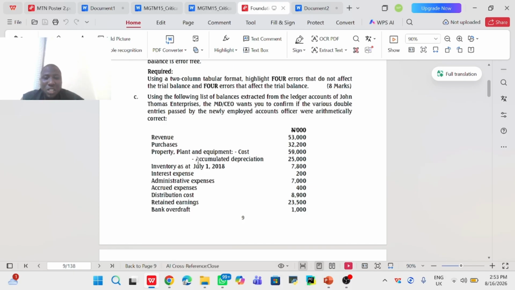Sorry, accumulated depreciation is not an income. It is an estimation used to reduce the fixed asset, our non-current assets. We use it to reduce the value of our non-current assets. So anything that reduces a debit entry will be on the credit side. That is why accumulated depreciation is always on the credit side.